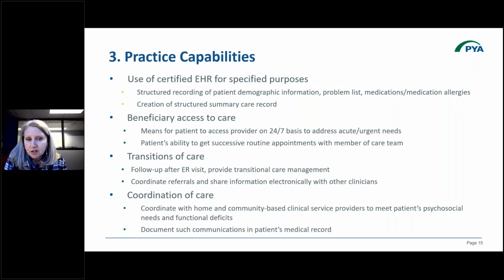Requirements with regard to transitions of care. The practice has to be able to follow up with patients after an ER visit and also provide some form of transitional care management, even if it doesn't meet the specificity of billing for TCM, but also then the capacity to coordinate referrals and share information electronically with other clinicians. And finally, the ability to provide for coordination of care, that there are links between the practice and home and community-based services that can help meet patients' social needs, and of course, being able to document those communications in the record.